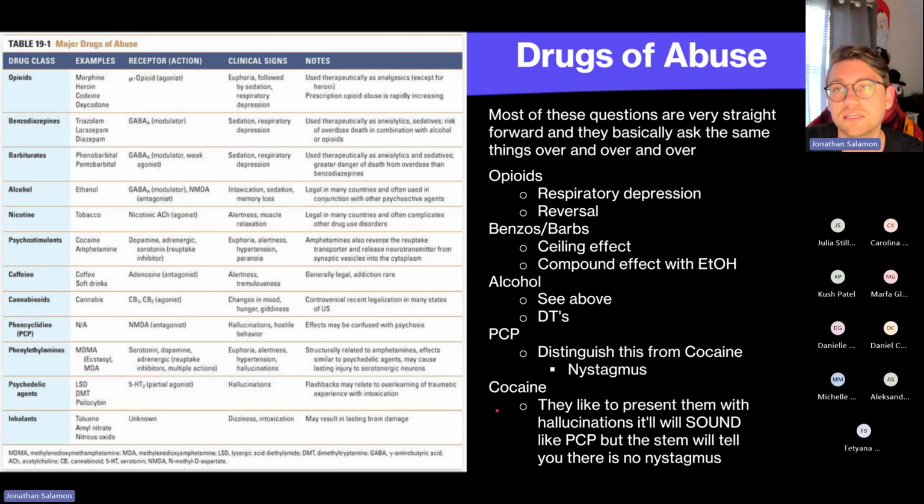They'll both make you aggressive. You can hallucinate on both of them. They both make you amped up. They'll both dilate your pupils. PCP has a nystagmus. Cocaine does not. It's a big deal. I've seen a lot of questions, right?